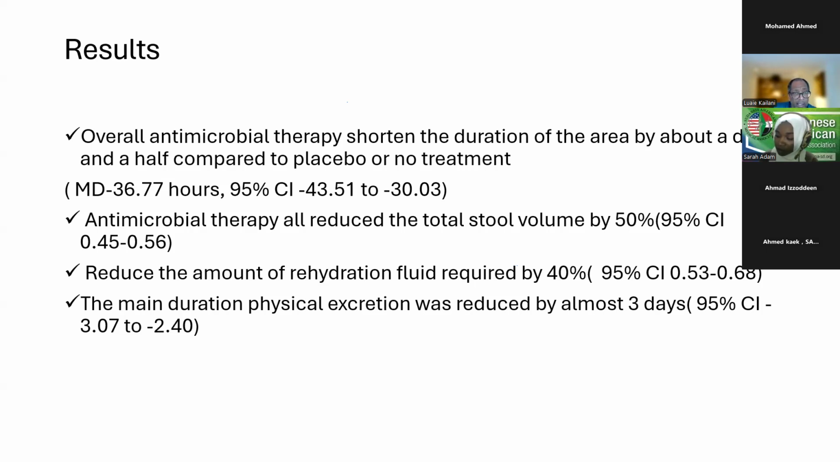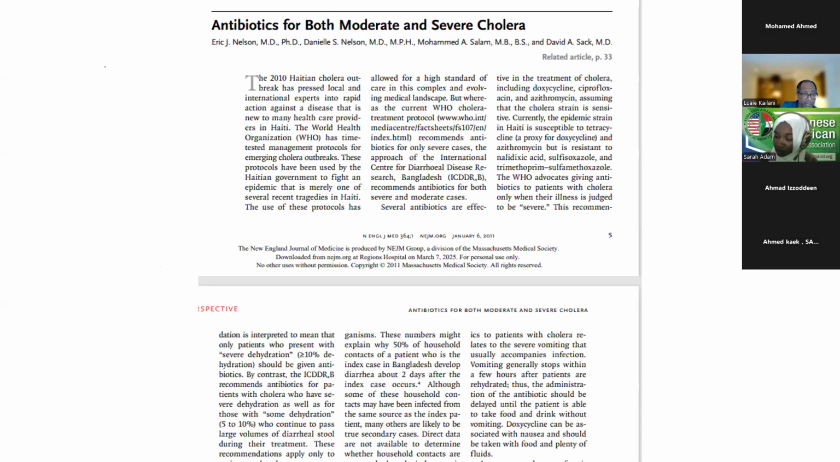And then I find this perspective piece is very good. It's in the New England Journal of Medicine, published in 2011, and they spoke about Haiti. Because WHO says antibiotics only for severe cholera, these people advocate for moderate and severe. It's actually from the International Center for Diarrheal Disease Research in Bangladesh.